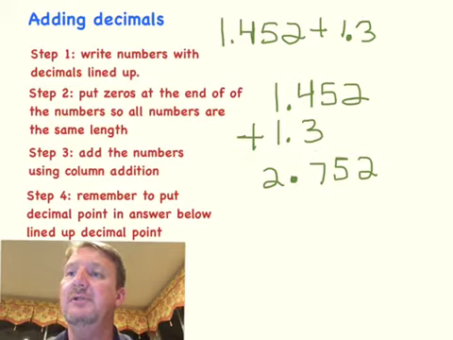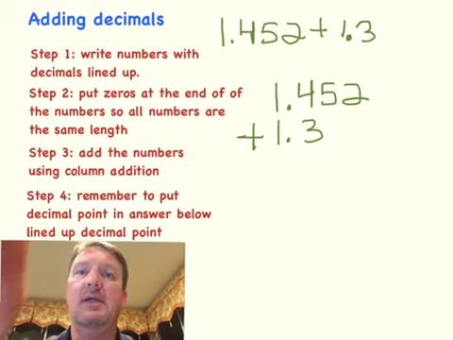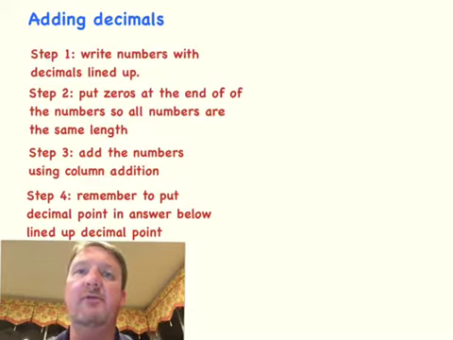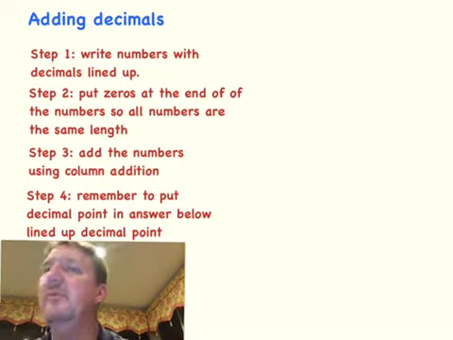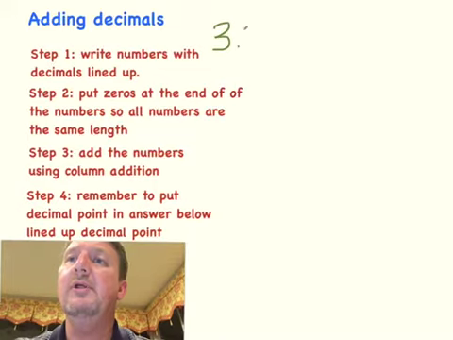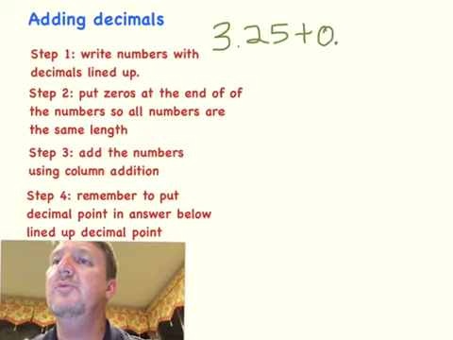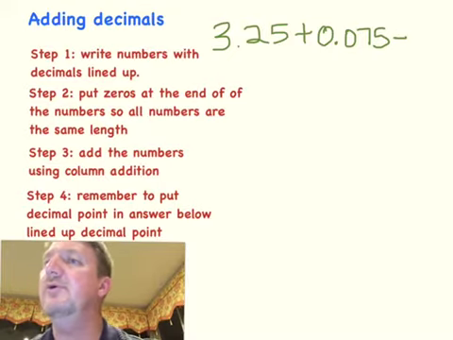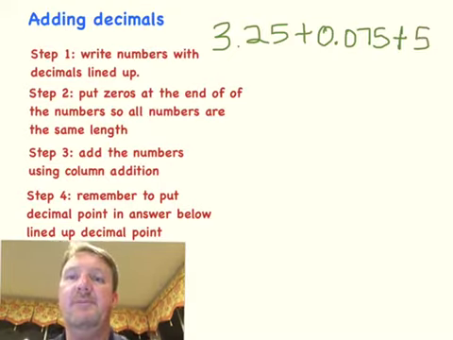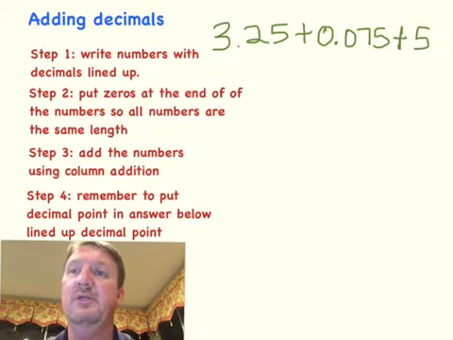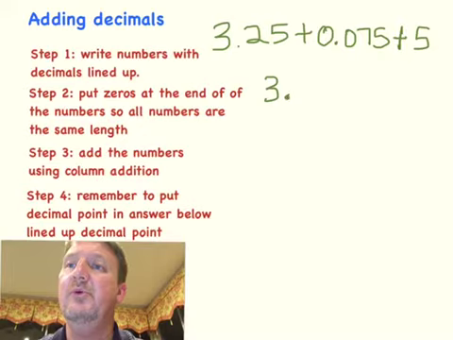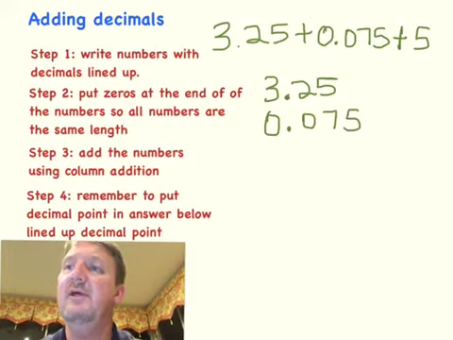Let me get rid of all this, and we'll look at another problem real quick. Next problem: 3.25 plus 0.075 plus 5. First step, rewrite the numbers with the decimals lined up. So I have 3.25, and then 0.075, and then 5.